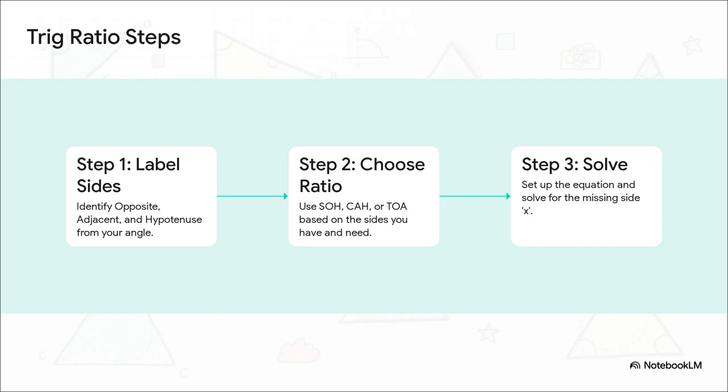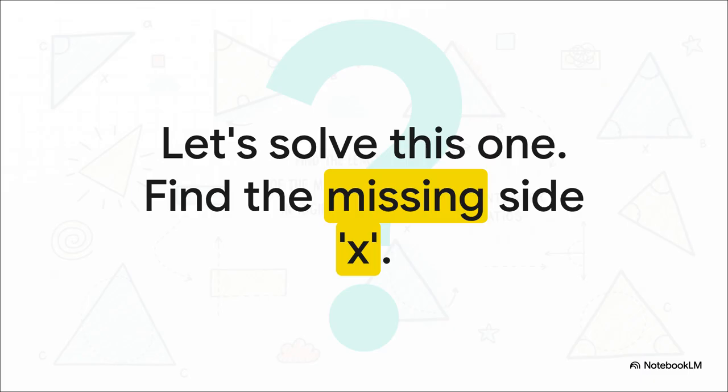Then SOH-CAH-TOA tells you which ratio to pick. Sine is opposite over hypotenuse. Cosine is adjacent over hypotenuse, and tangent is opposite over adjacent. Once you've picked one, you just set up your equation and solve for x. Okay, let's jump into one.